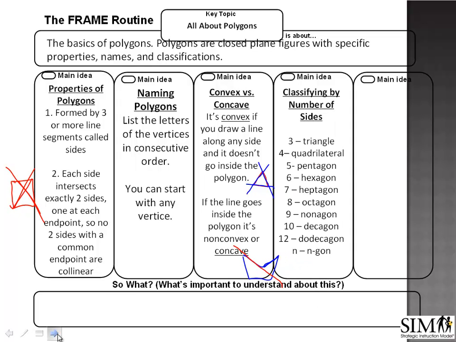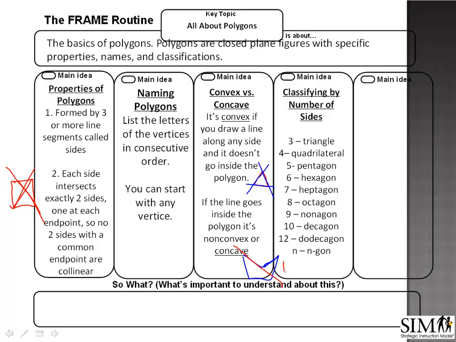To classify them, we classify by the number of sides. So if it's 3-sided, it's a triangle. 4-sided is a quadrilateral. 5-sided is a pentagon. 6-sided is a hexagon. 7-sided is a heptagon. 8 is an octagon. 9 is a nonagon. 10 is a decagon. 12 is a dodecagon. And anything else with n sides is called an n-gon.